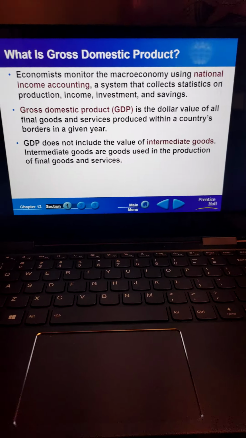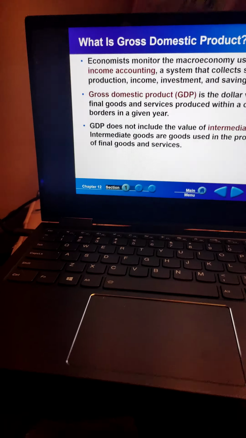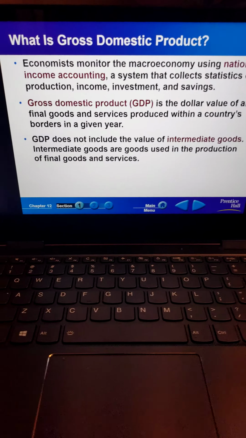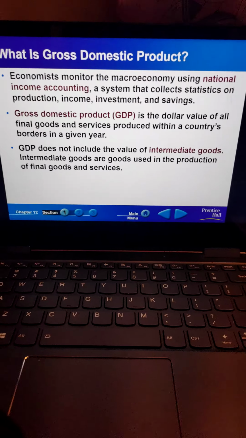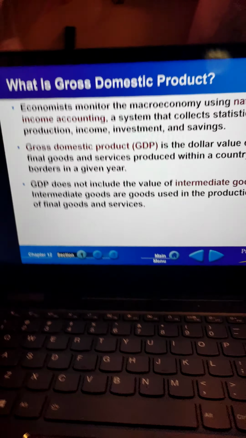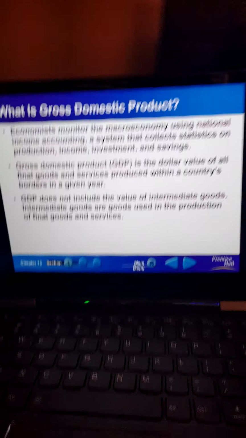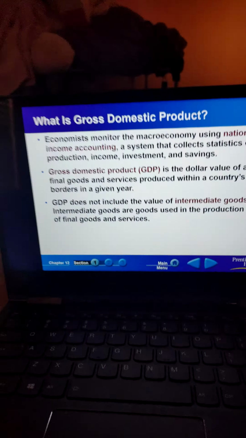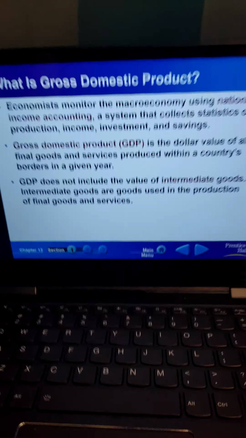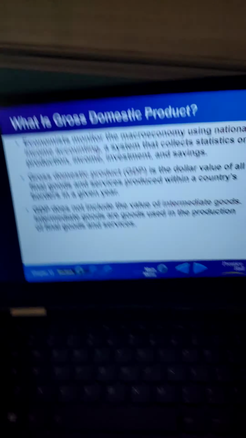So, for example, if we take a car, if we are looking at the final sale or the final production of all cars, we would only be looking at the costs of those cars and not the actual cost of those products that were used to make that good, if that makes sense.